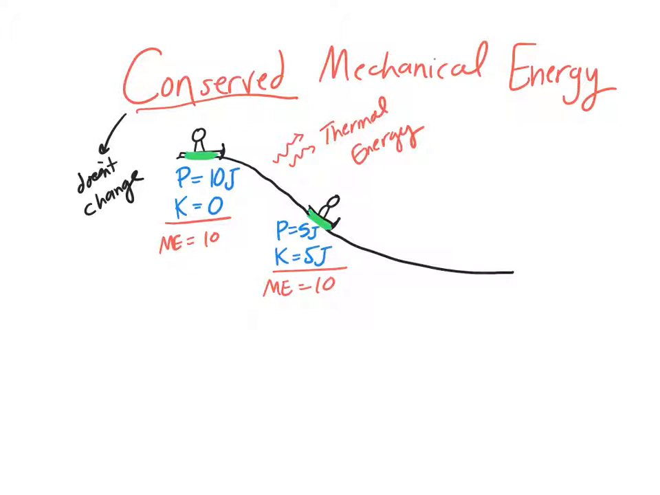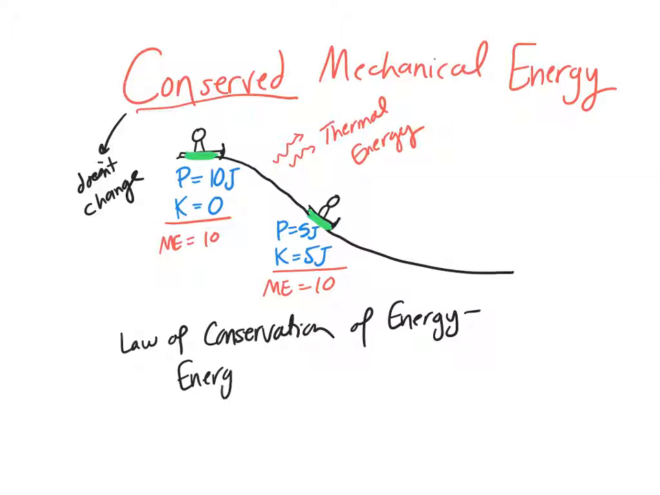Where does that thermal energy go? Well, it actually heats up the air around it. It moves on. We don't really talk about energy ever disappearing because that violates one of the key principles of the universe, which is called the law of conservation of energy. Which states energy cannot be created or destroyed.